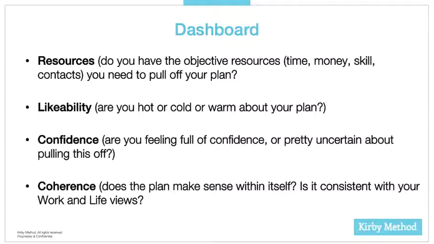For each of those three lives, you'll build a dashboard. One that's around resources. So do you have the objective resources, time, money, skill, contacts you need to pull off your plan? Likability, are you hot or cold or warm about your plan? Confidence, are you feeling full of confidence or pretty uncertain about pulling this off? And lastly, coherence. Does the plan make sense within itself? Is it consistent with your work and life views? And you can do a quick gauge, low to high, with each of these dashboards.